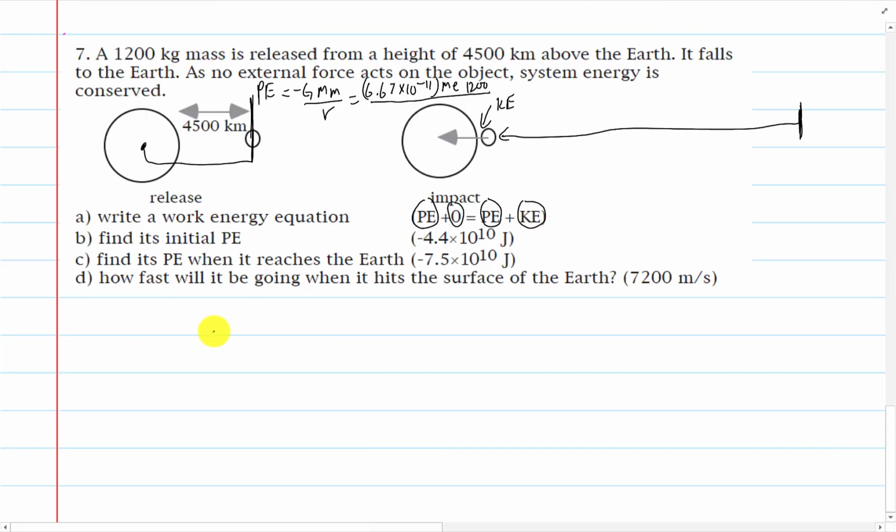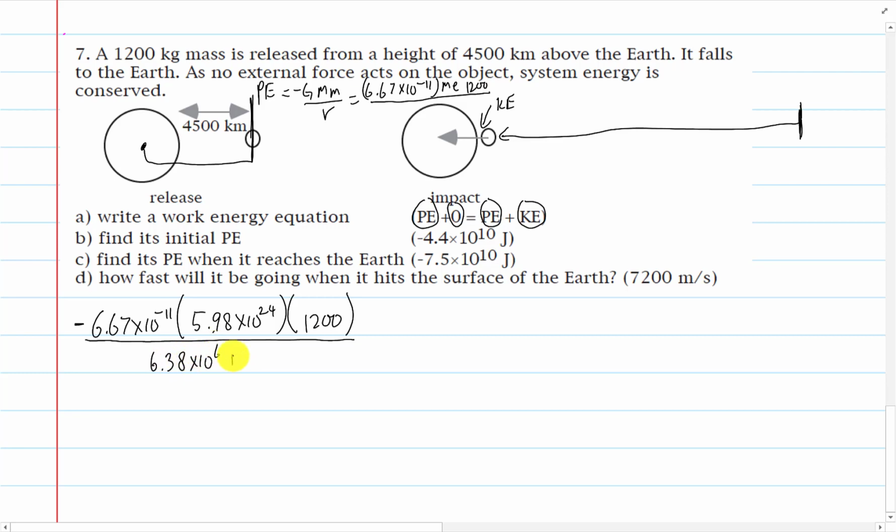Here we go. So it'll be 6.67 times 10 to the negative 11th. The mass of the Earth is 5.98 times 10 to the 24th. The mass of that object is 1,200. And this is going to be a negative. And we're going to have the radius, the distance away, will be the radius of the Earth, 6.38 times 10 to the 6th, plus 4.5 times 10 to the 6th meters, right? This says kilometers, but we have to go to the meters, so it's not 10 to the 3, but 10 to the 6th.